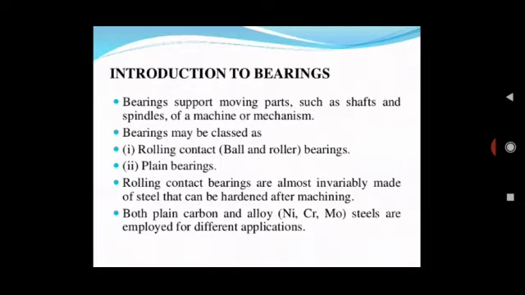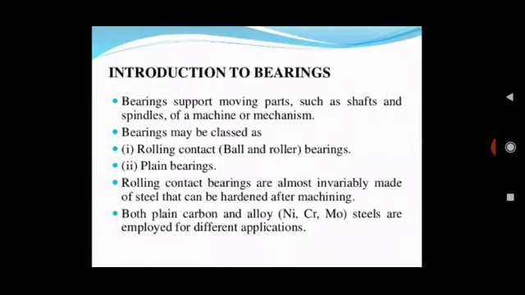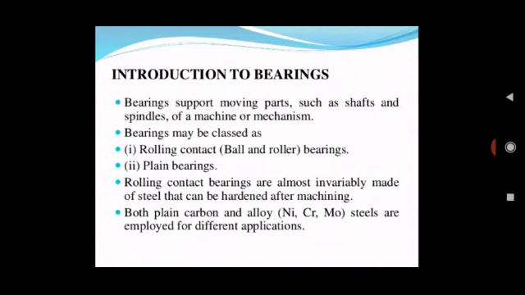Now the most common material that is used to make bearing is steel, that is high carbon chromium steel, also known as chrome steel. So it is the most common element that is used to make bearings, and then this is hardened after machining. Now steel alloys can also be used to make bearings. These include nickel, chromium or molybdenum along with steel. So these alloys can also be used in making bearings.